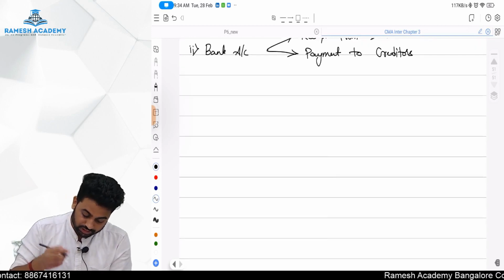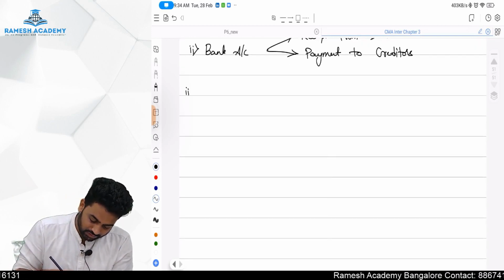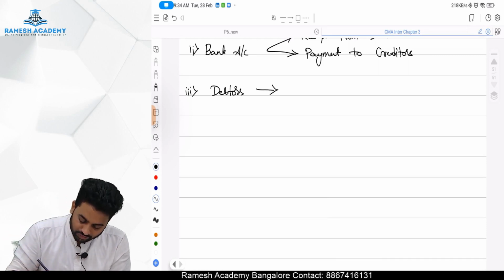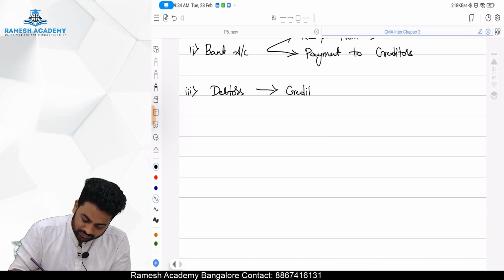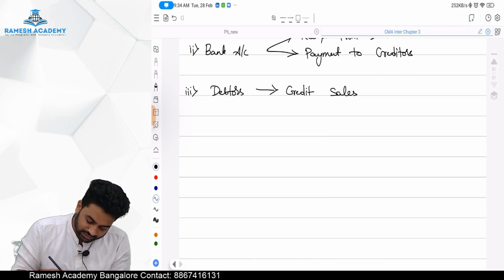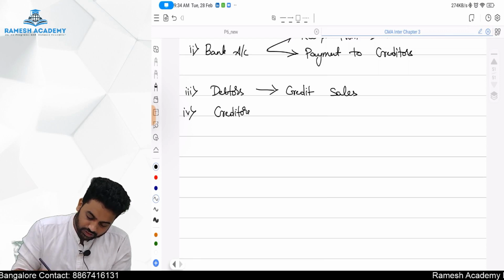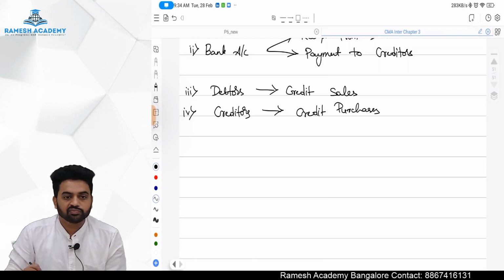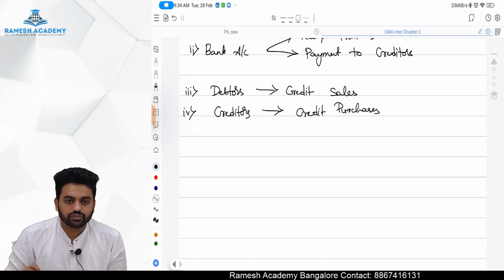Okay. Next one is debtors. Debtors, you know. What are we going to find out using debtors? We are going to find out credit sales using debtors. At the same point of time, using the creditors account, we are going to find out credit purchases.